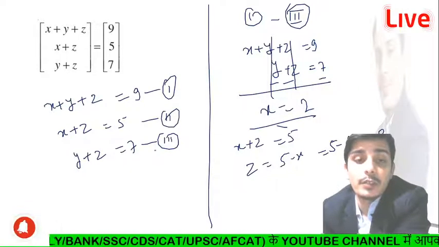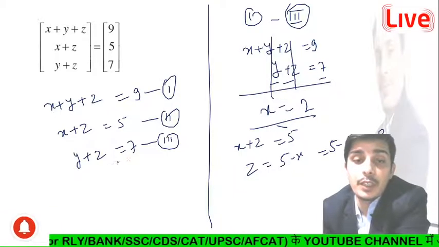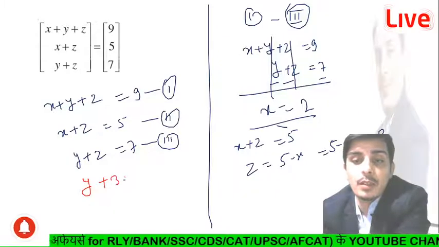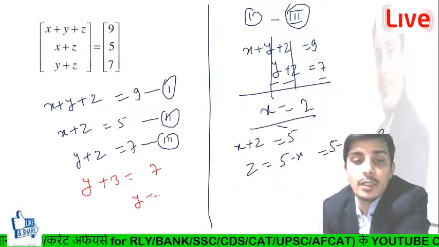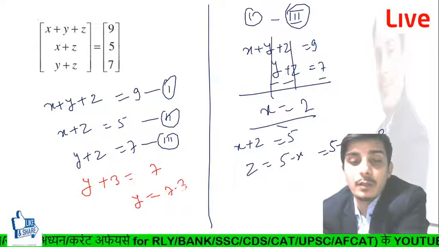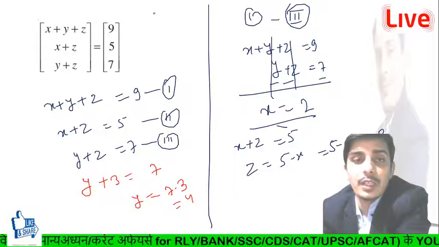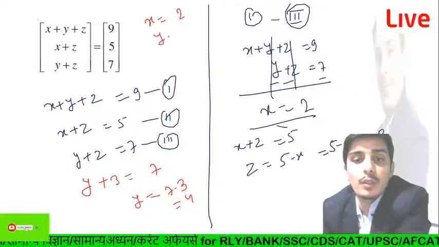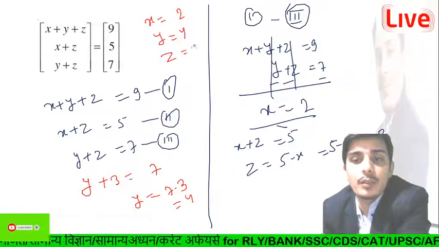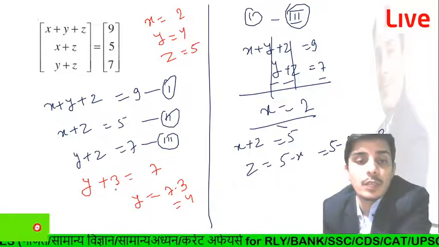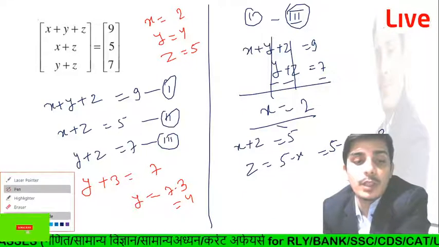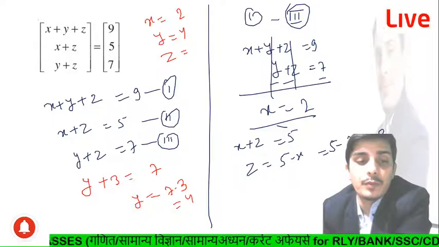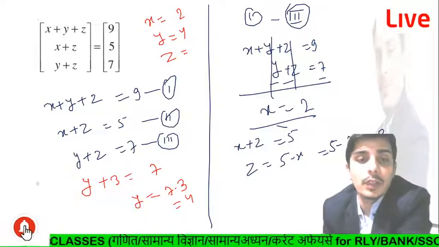Now you can put the value of z in the third equation, and after putting the value of z, y plus 3 is equal to 7, so y is equal to 7 minus 3, which is 4. So you can write x is equal to 2, y is equal to 4, and z is equal to 3 guys. We have got the answer, okay.